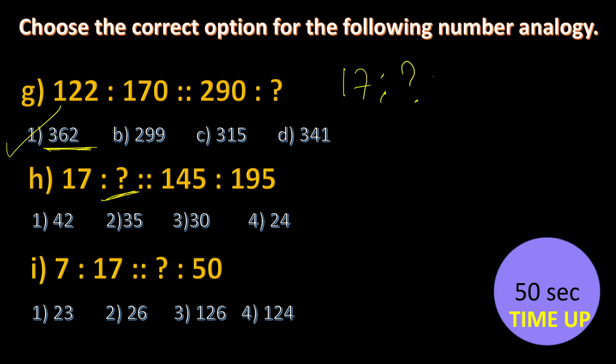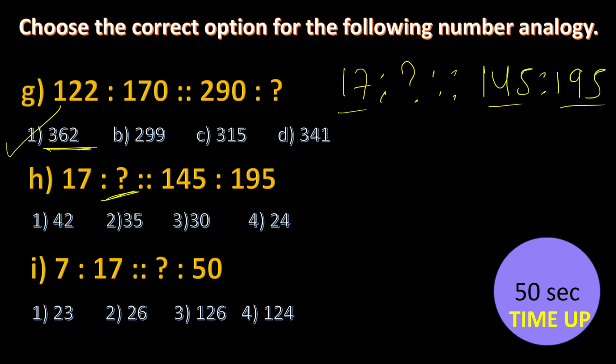17 is to question mark they have given. Okay. 145 is to 195 they have given. So what is the logic used here? Can you think, students? Here, prime numbers, 17 is a prime number, but 145, 195, they are the prime numbers?